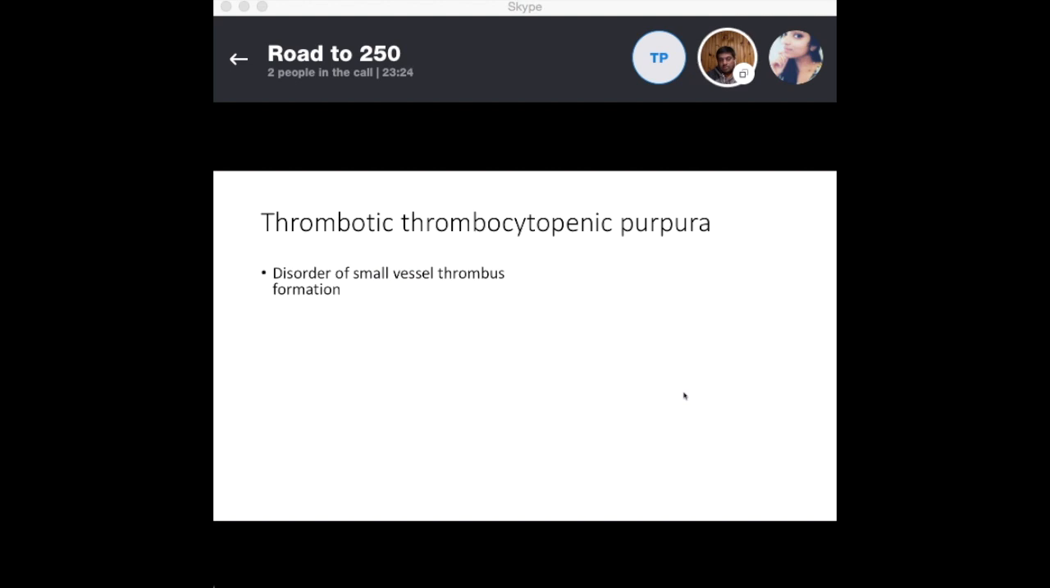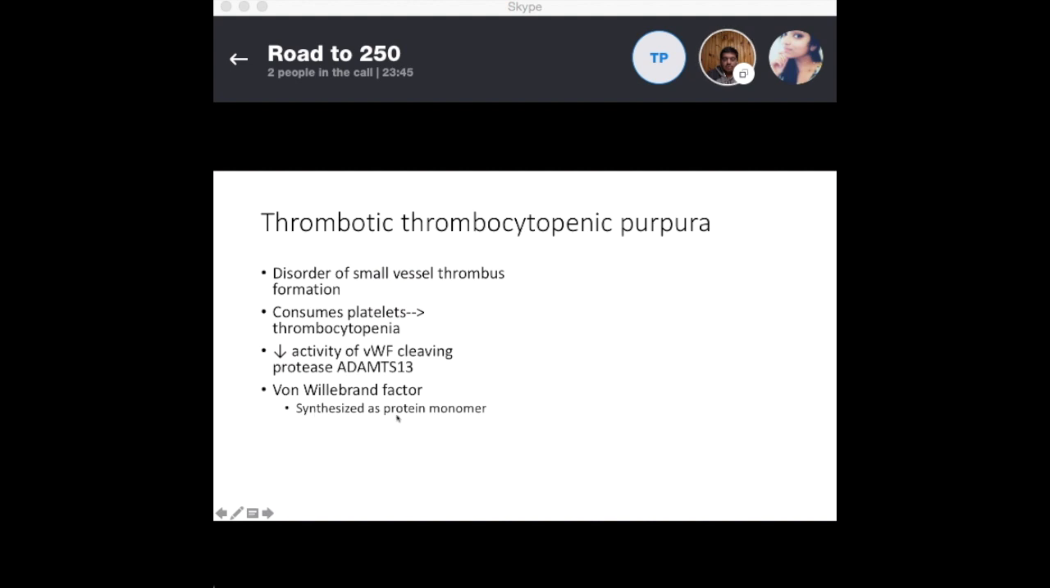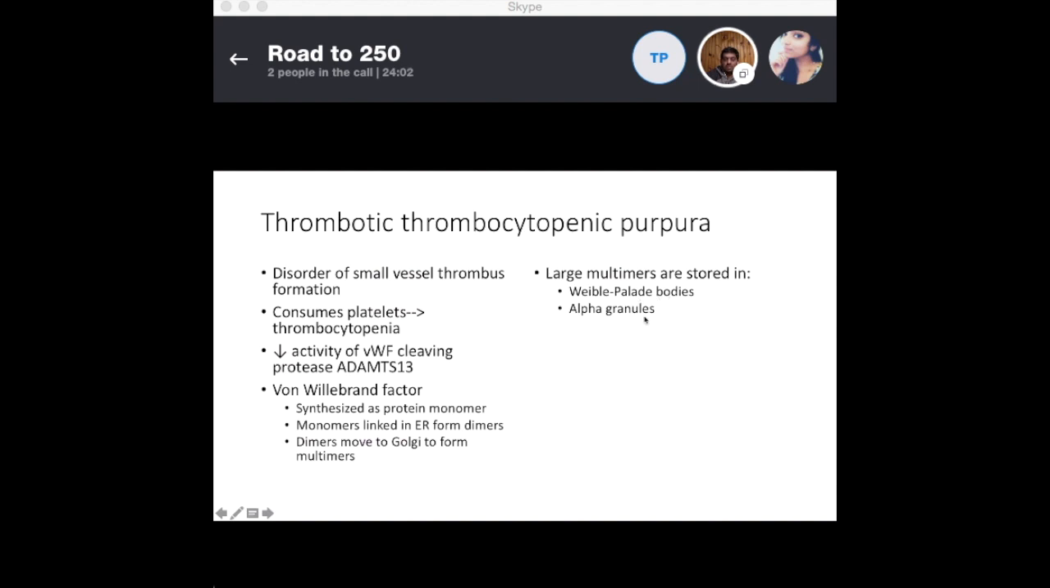TTP, or thrombotic thrombocytopenic purpura, is a disorder of small vessel thrombus formation. So this basically consumes your platelets and leads to thrombocytopenia. And it's a decreased activity of the von Willebrand factor cleaving protease ADAMTS13. Von Willebrand factor is synthesized as a protein monomer initially, and the monomers are linked in the endoplasmic reticulum to form dimers. These dimers then go to the Golgi to form multimers. So it's a multi-step process. And these multimers are then stored in either the Weibel-Palade bodies or the alpha granules.